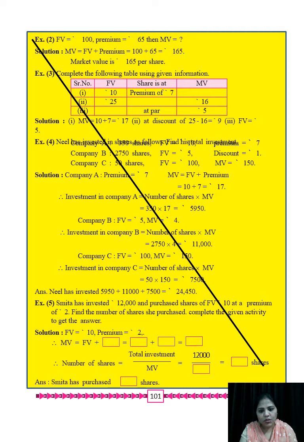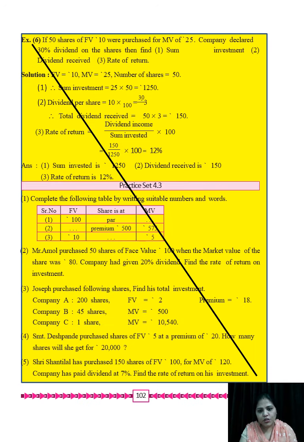101 is not there. 102 is not there, which means practice set 4.3 is also not existing. The whole exercise has been reduced. Practice set 4.3 अब नहीं है. Okay, cancel it.